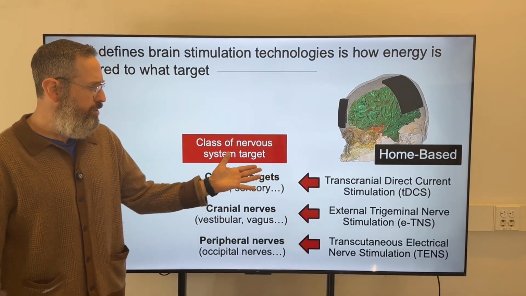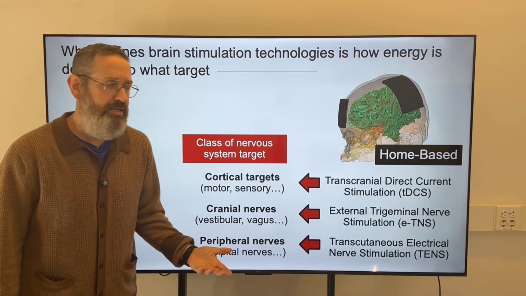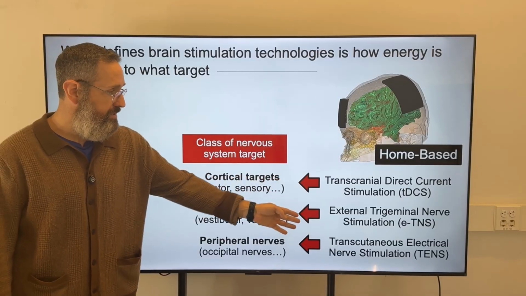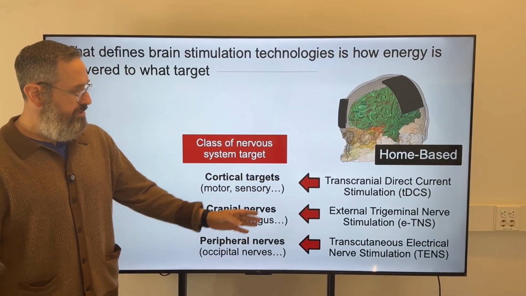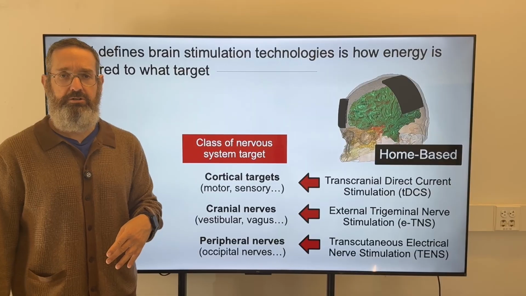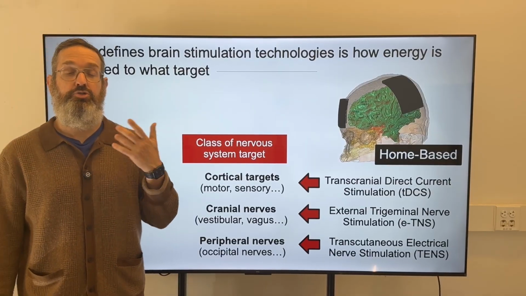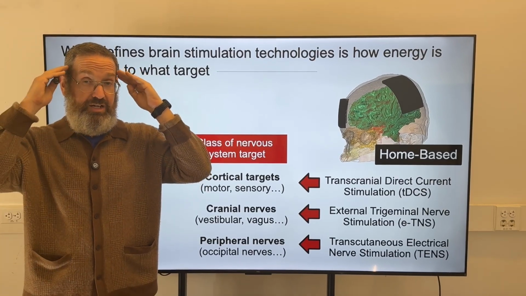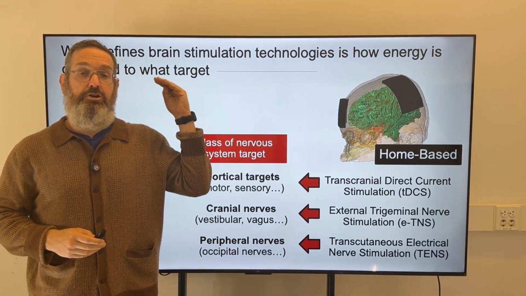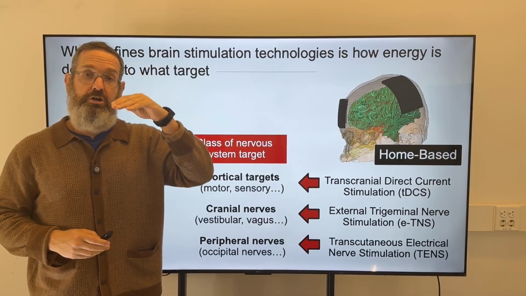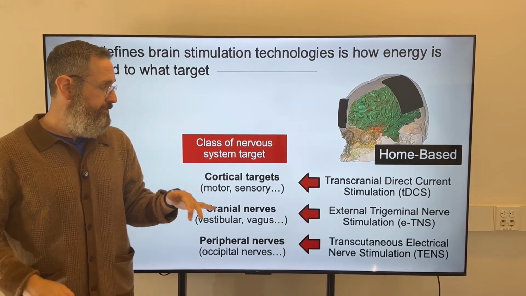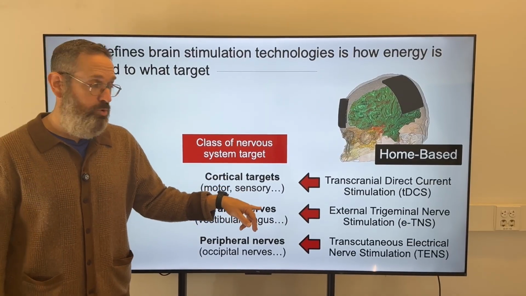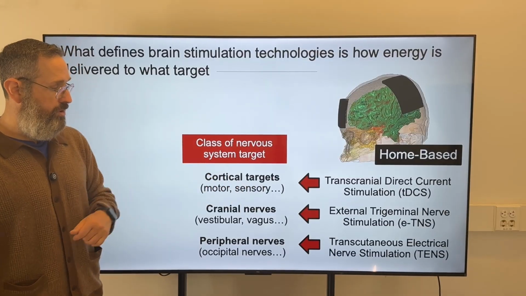I'm listing here the parts of the nervous system, the parts of the brain that these technologies are nominally supposed to be stimulating. So let's first start with transcranial direct current stimulation. Now, as the name implies, transcranial, this is through the cranium. So it's an external device applying electricity. The current passes through the scalp, through the skull, before reaching the brain. And so targets might be the motor cortex, the sensory cortex. So that's why I'm listing cortical targets here.